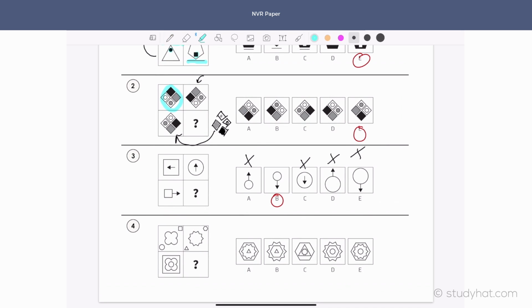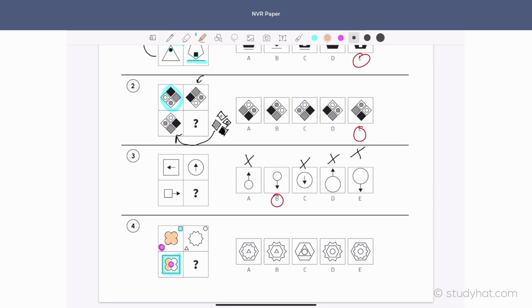Question 4. So let's see what's happened to the left-hand side. First of all, this shape on the top right-hand corner has become the big shape. And then this circle in the bottom left has come in the center. And then this shape here has become in the middle.